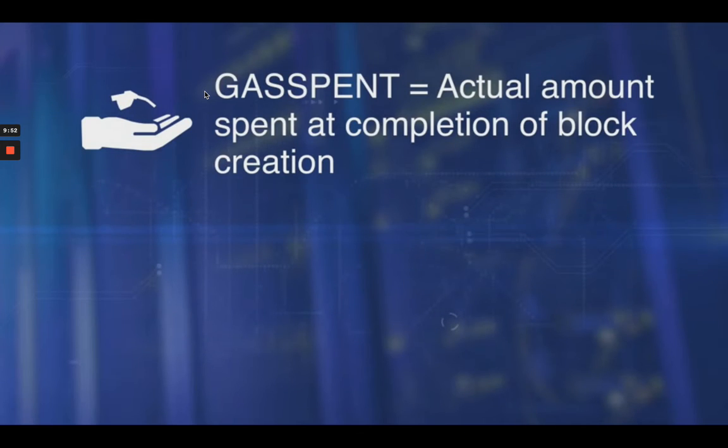If we add smart contract transactions also into this block, that usually requires more gas and the number of transactions for this block will likely be lower. Gas spent is the actual amount of gas spent at the completion of the block creation.